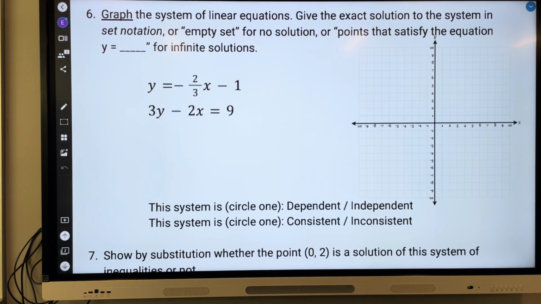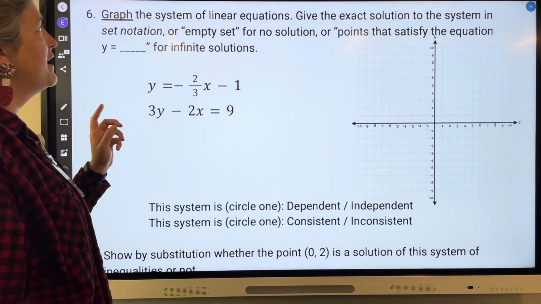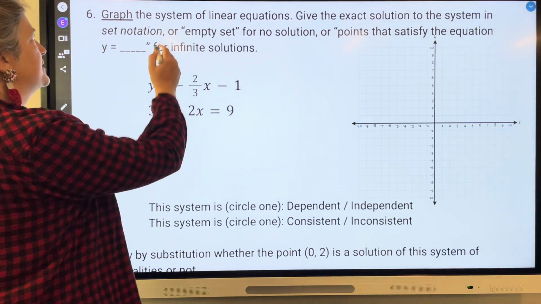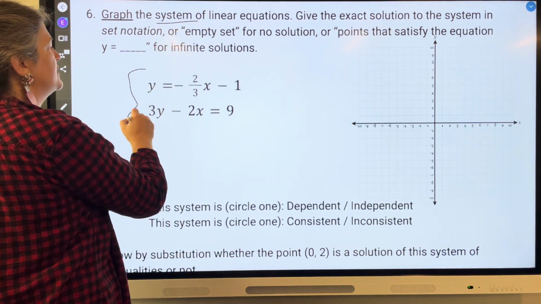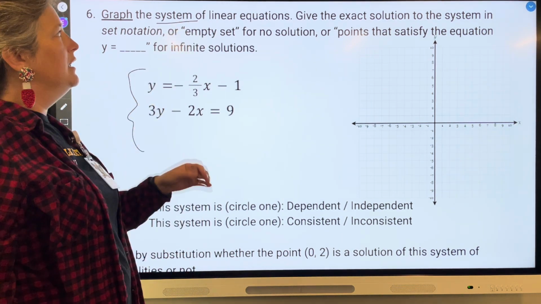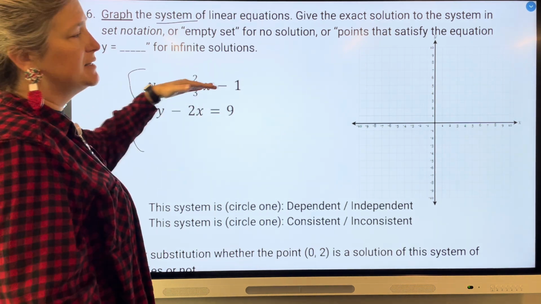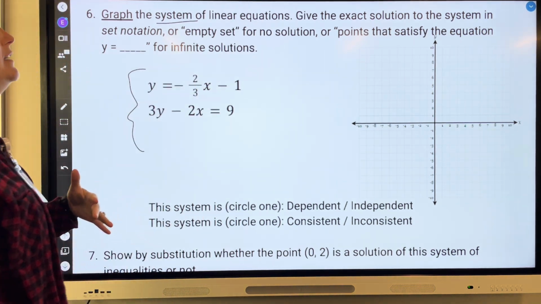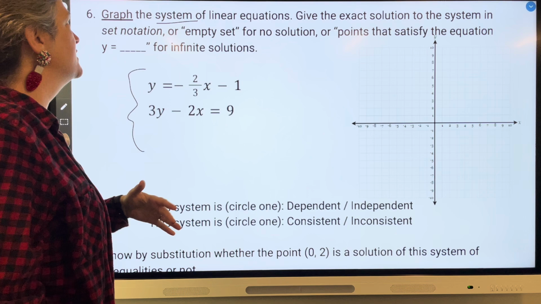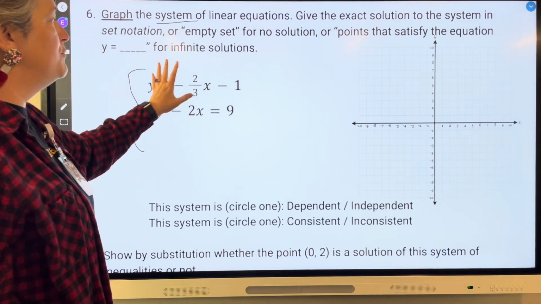Okay, page 2, starting with problem number 6, graph the system of linear equations. So a system of linear equations means there's more than one of them. And to graph them just means to graph each individual one. To give the exact solution to the system, we're going to be finding the point where they cross.